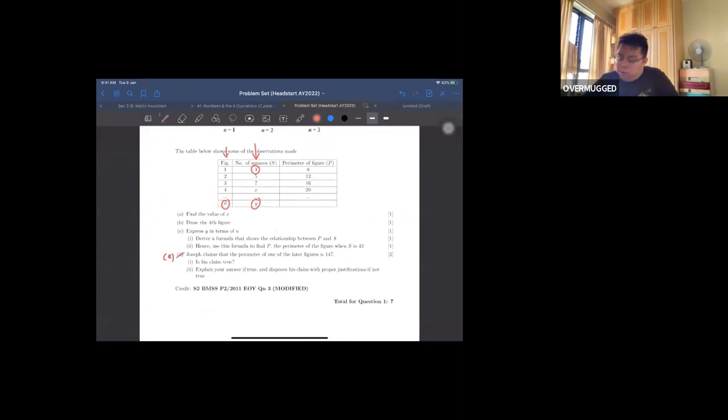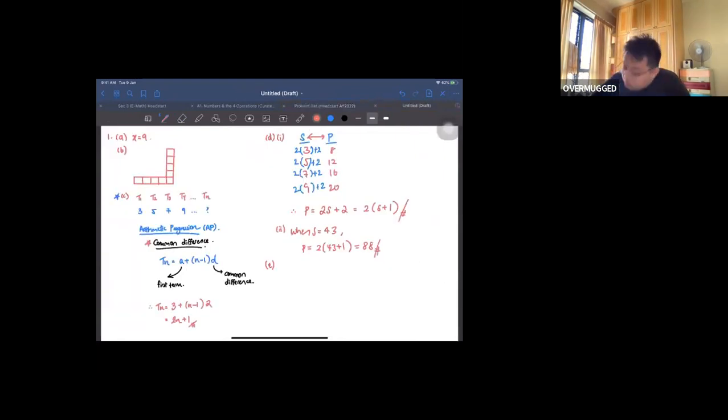Joseph claimed that the perimeter of one of the later figures is 147. Is his claim true? Explain your answer if it's true, and disprove his claim with proper justifications if it's not true. So the question states that this person claims that one of the figures is going to have a perimeter of 147. Let's test it out. So P is 147. Let's check.